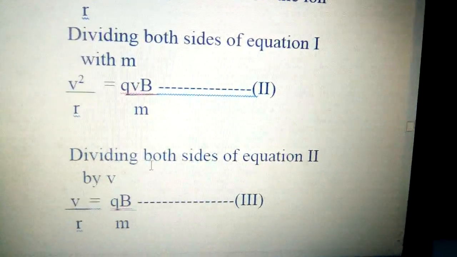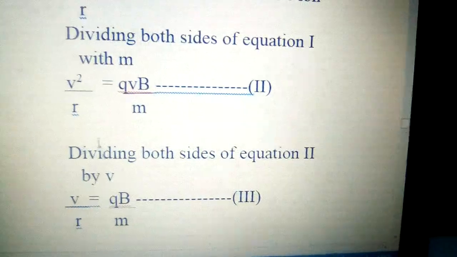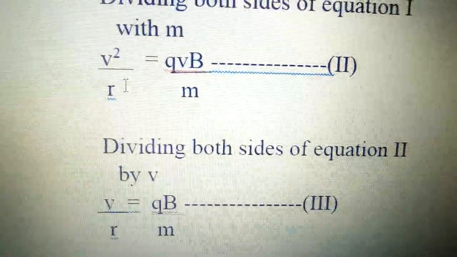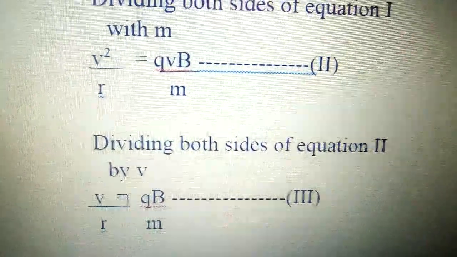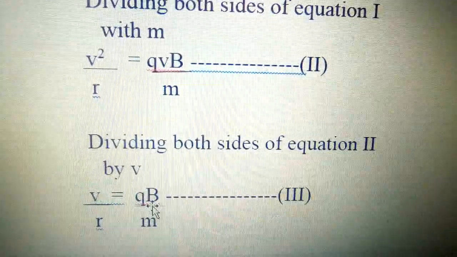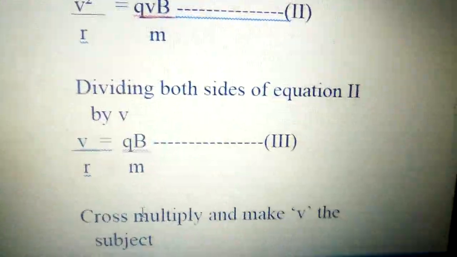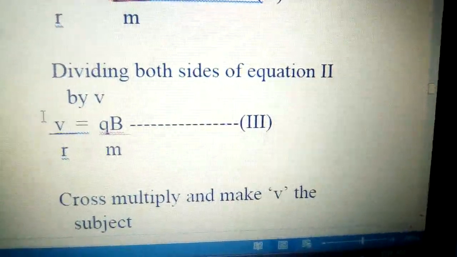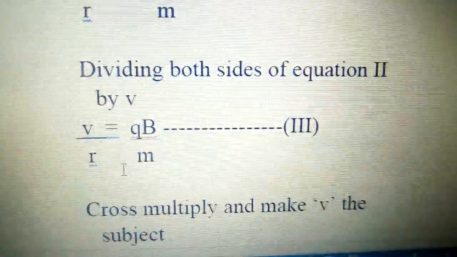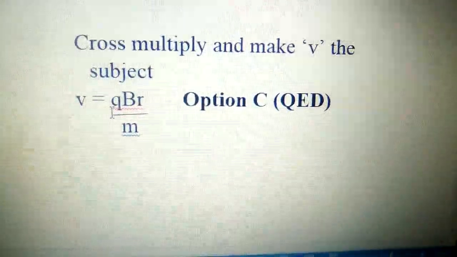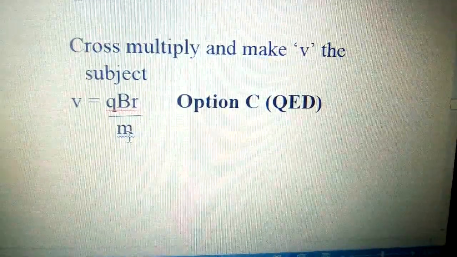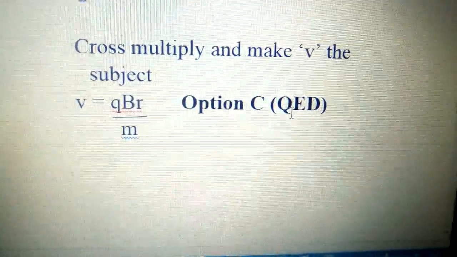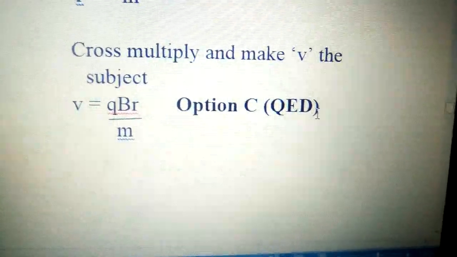Then we divide both sides by v, velocity. We now have equation 3, v over r equal to qB over m. We now make v the subject of the formula by cross multiplying, and we have v equal to qBr over m. Option C is the right option. Quod erat demonstrandum.